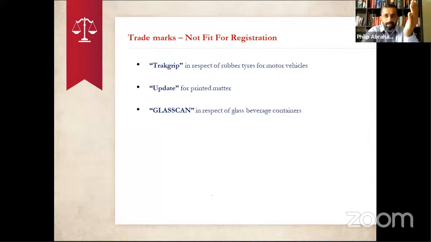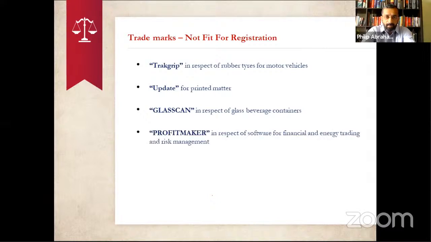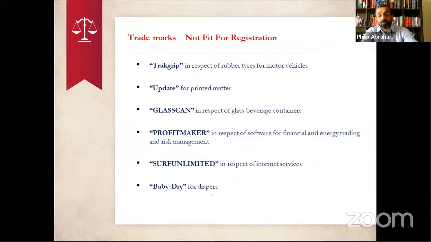Glass Can in respect of glass beverage containers. Obviously, it is descriptive, though Glass Can as one word is probably an invented word, which does not find a meaning in the dictionary itself. But when you look at it, you know it is glass can. There is no other way you can pronounce it. And therefore, in respect of glass beverage containers, it lacks distinctiveness. Profit Maker in relation to financial and energy trading and risk management software. Again, lacks distinctiveness. And Surf Unlimited in respect of internet services, and Baby Dry in relation to diapers.